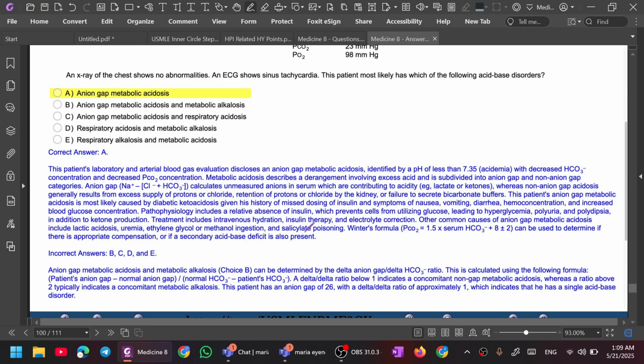Other common causes of anion gap metabolic acidosis include lactic acid, uremia, ethylene glycol, methanol ingestion, and salicylate poisoning. Winter's formula, which is PCO2 equals 1.5 times serum bicarb plus 8, plus or minus 2, can be used to determine if there is appropriate compensation or if a secondary acid-base disorder is also present.